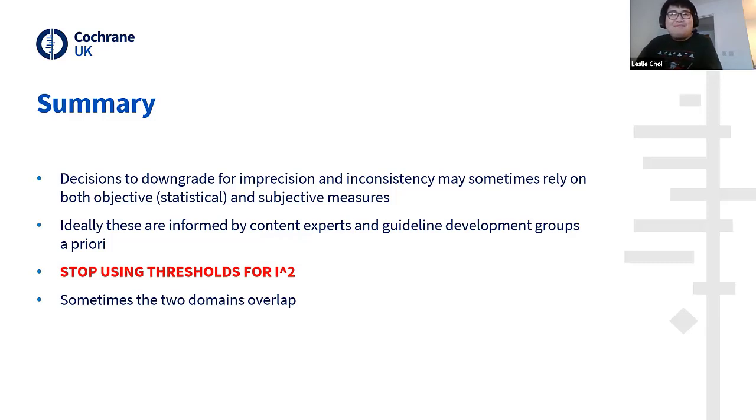If people dig deep enough, there are definitely reviews where I'm a first author where that is in my method section as well, that we would downgrade for inconsistency if I-squared was above X, Y, or Z. But yeah, stop doing that. And then finally, sometimes the two domains do overlap, and it's easy to get them conflated. But that doesn't necessarily mean that you shouldn't downgrade by one for both domains as well.